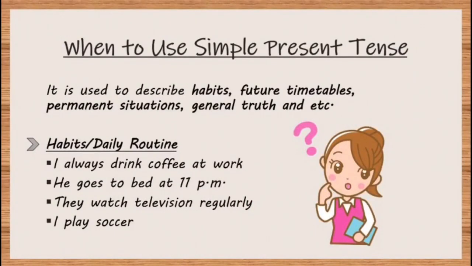Moving on to my topic, simple present tense is used to describe habits, future timetables, permanent situations, general truth, and etc. Firstly, we use simple present tense to talk about things that we do regularly, such as our habits or daily routine. For example, I always drink coffee at work. He goes to bed at 11 p.m. They watch television regularly, and I play soccer.